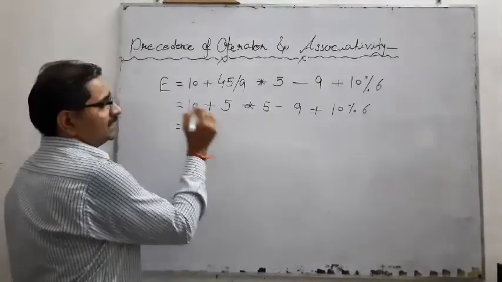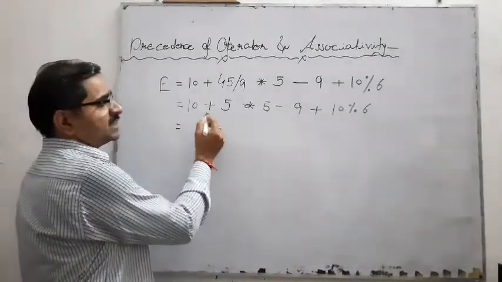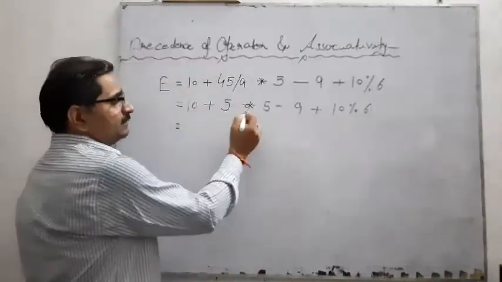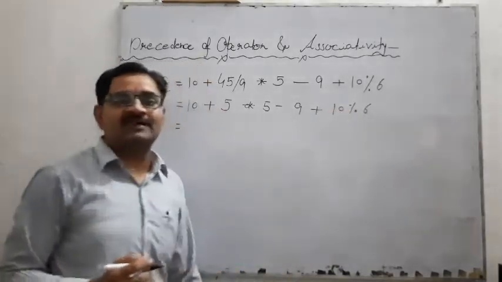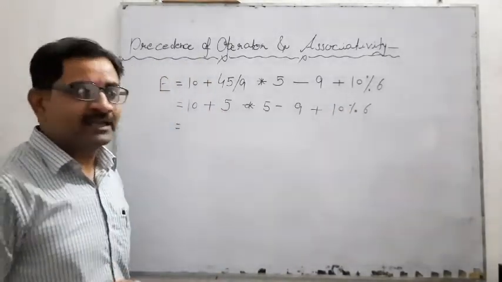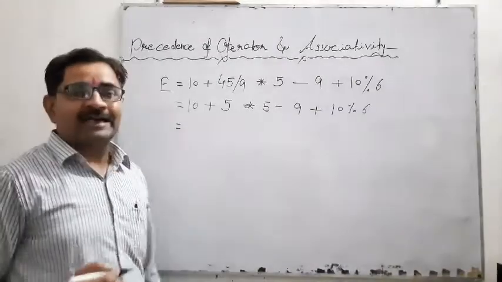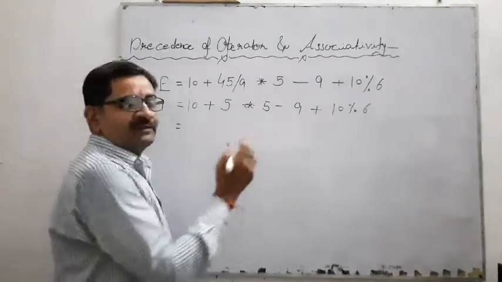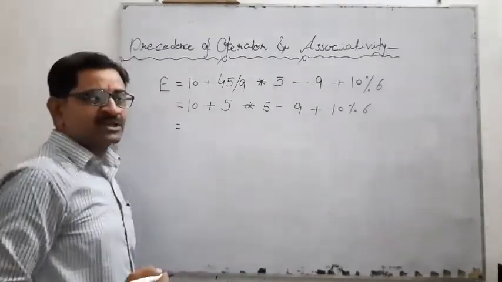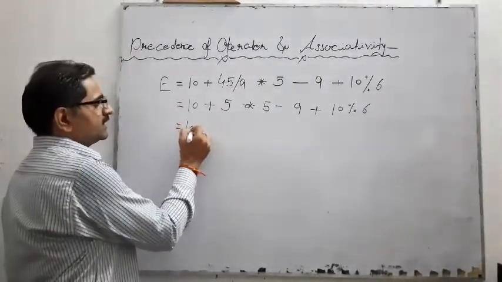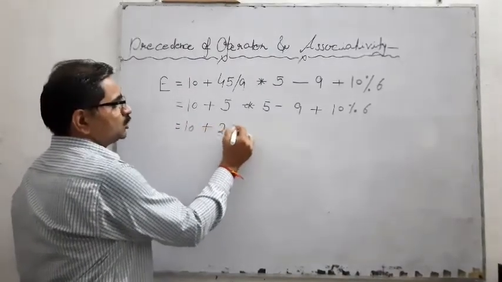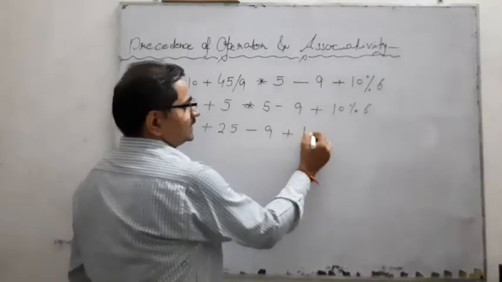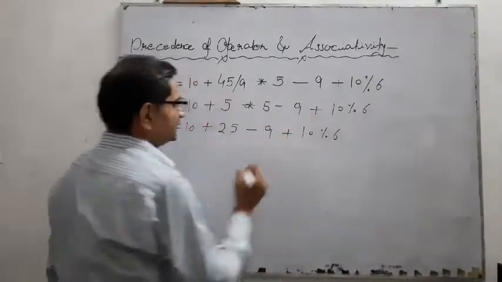Now in this expression you can see addition, multiplication, subtraction, addition, mod. Here multiplication and mod both have the same precedence, so we go through the associativity. Associativity is left to right. So when we move from left to right, we get multiplication first. Now the expression becomes 10 + 25 - 9 + 10 mod 6.